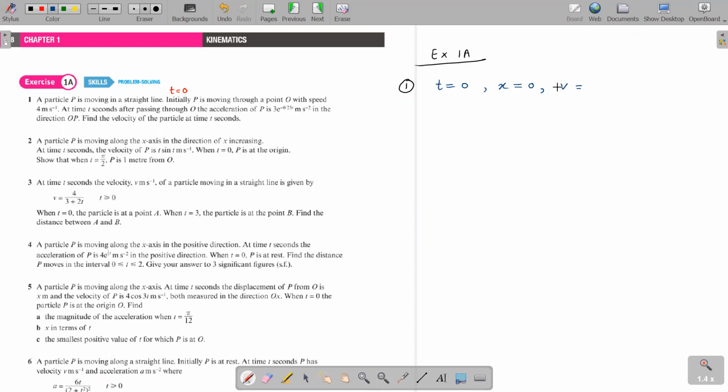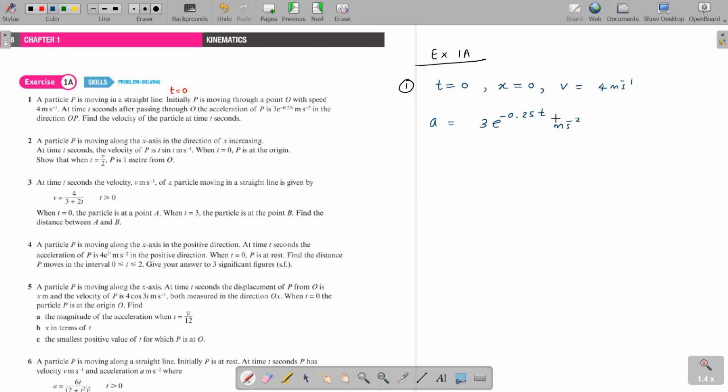At time 0, velocity is 4. Can you see? These are the boundary conditions at the beginning. These are the conditions. Okay. Then they say at time t seconds, after passing through O, the acceleration of P is 3e to the power minus 0.25 t meters per second square.